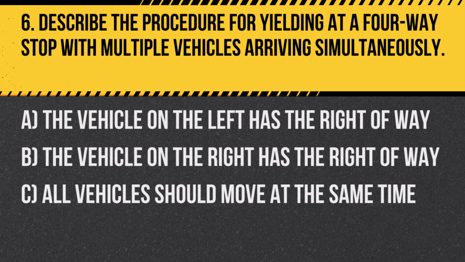Question 6. Describe the procedure for yielding at a four-way stop with multiple vehicles arriving simultaneously. A. The vehicle on the left has the right-of-way. B. The vehicle on the right has the right-of-way. C. All vehicles should move at the same time.